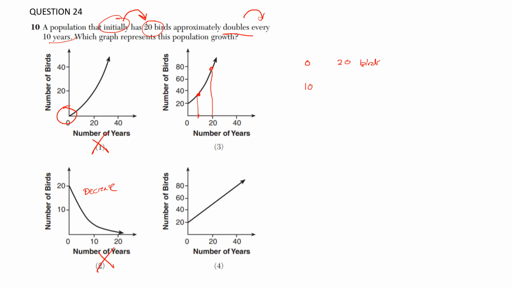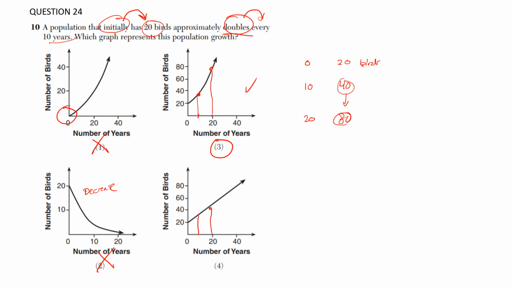At 10 years, it should have doubled based on the question, so that should be 40. And at 20 years, it should have doubled again, and that goes to 80. This one definitely represents it much better. So we're going to say 3. You see here, this is not good. The 10 years is maybe about 30, 20 is 40, so this is not good.